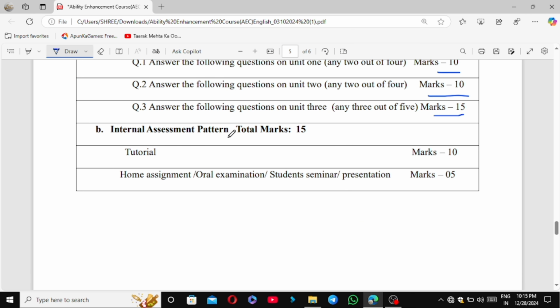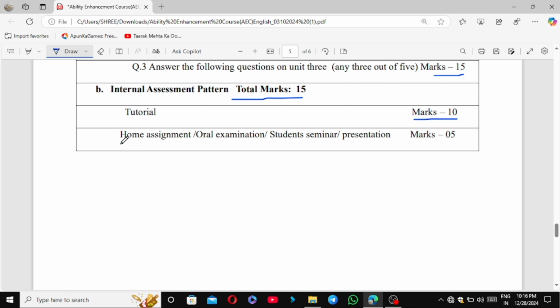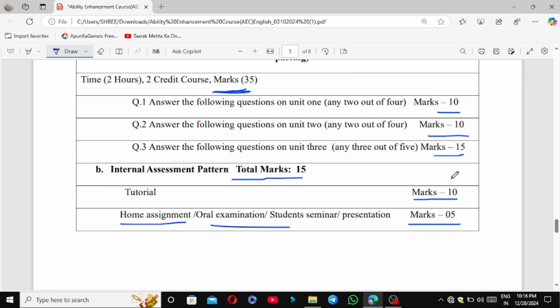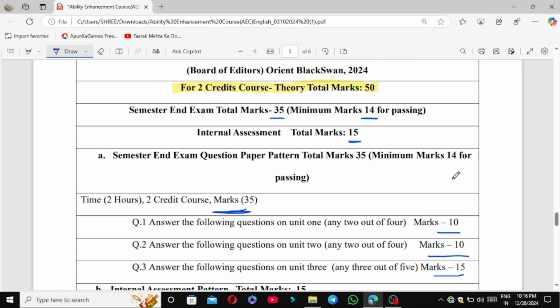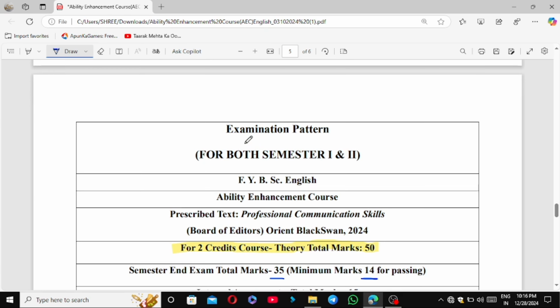And the internal assessment pattern: tutorial marks 10, that is your internal exam theory paper in your college. This theory paper will be taken for 20 marks or 15 marks and they convert it into 10 marks, and 5 marks for your home assignment or oral examination. Total 15 plus 35, total 50 marks, and 2 credits for this subject.